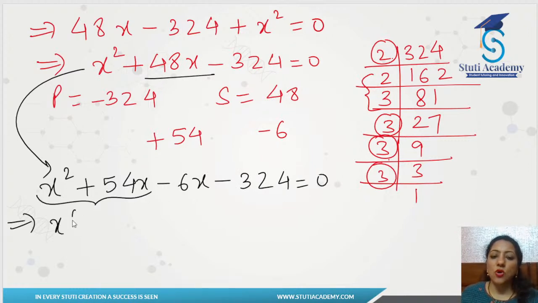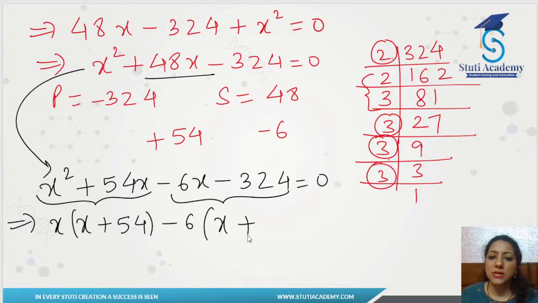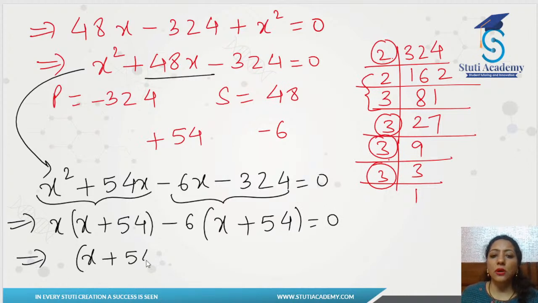Here we are going to take x common. We will have x plus 54. From this we are going to take minus 6 common and we'll have x plus 54 again. Now we have x plus 54 times x minus 6.